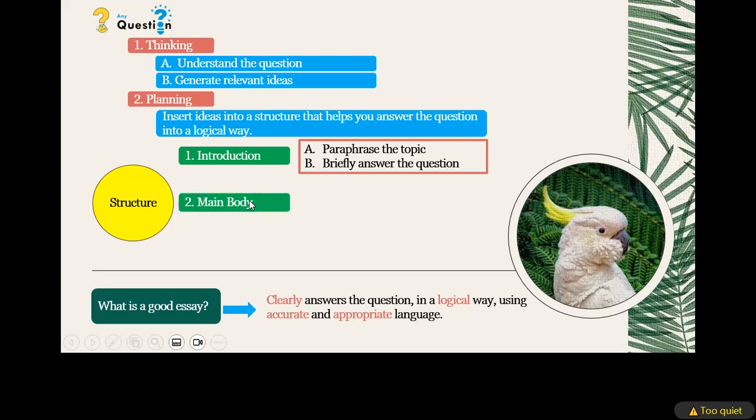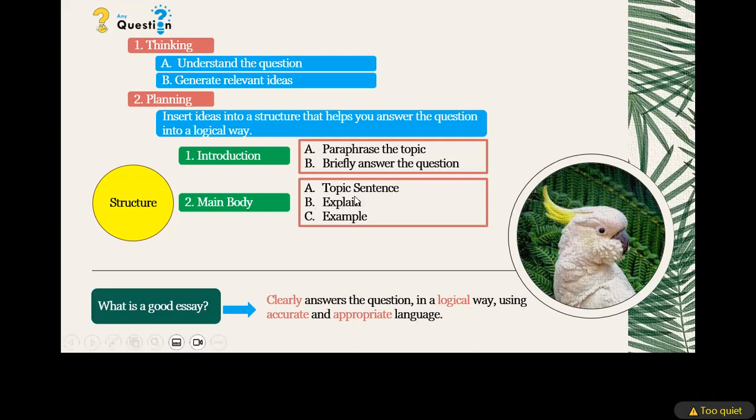Number two, this is probably what we're going to do later, but not today. We're going to write the main body. There are three things that need to be there. Number one, the topic sentence, which is the sentence that has the main idea, because for each paragraph we must have one idea. And this idea is expressed in a topic sentence. So we will learn how to write an effective topic sentence.